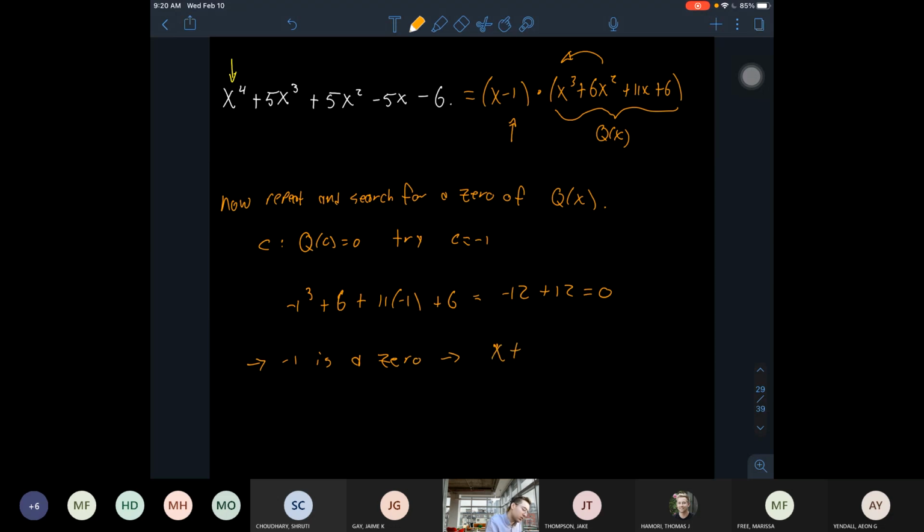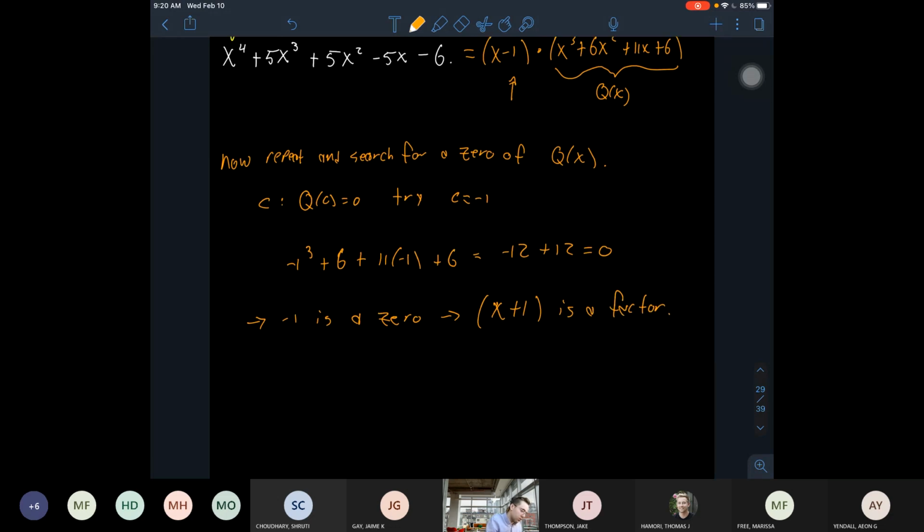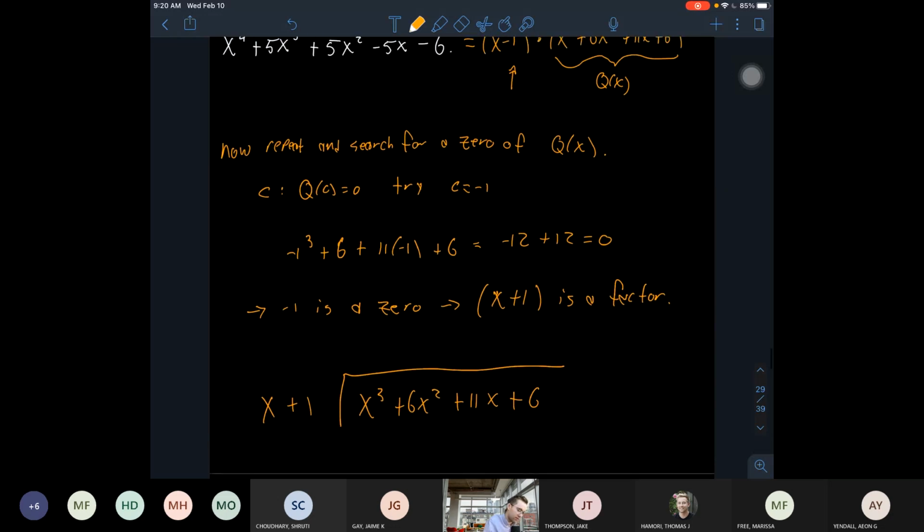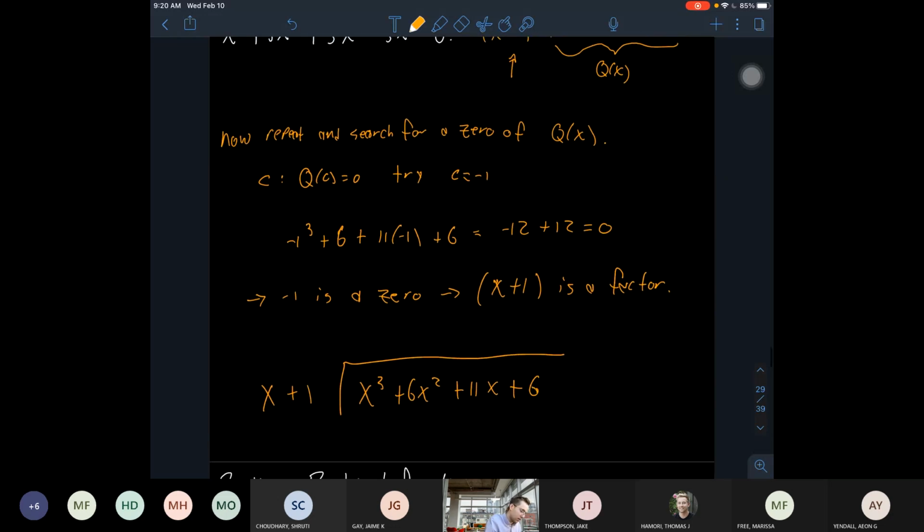This implies that x plus 1 is a factor. And then I would do my division again, except I do x cubed plus 6x squared plus 11x plus 6, and I would divide it by x plus 1. And I'm just going to write dot, dot, dot, continue on. Continue this process.